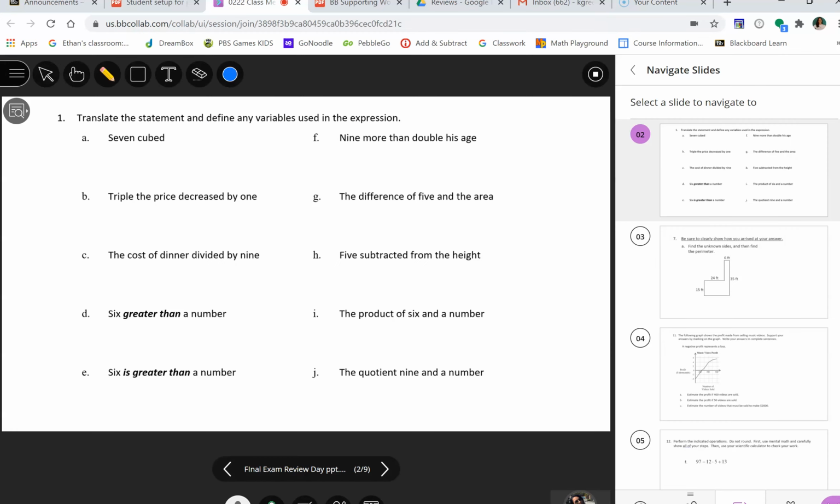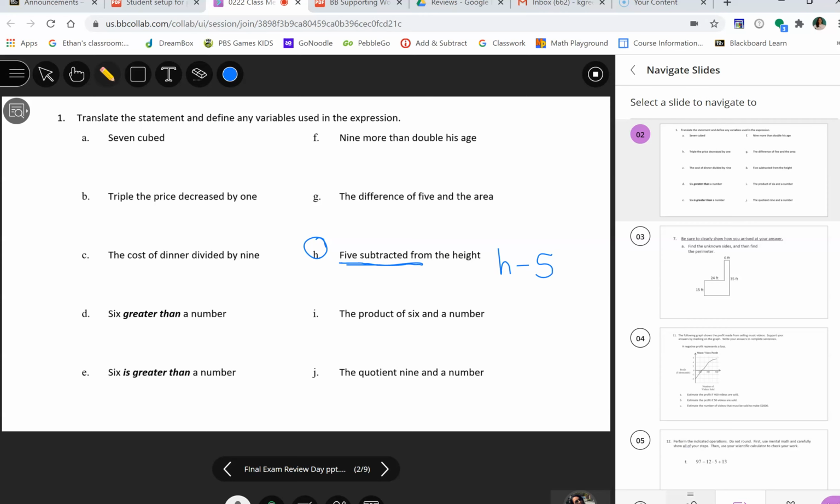Okay, so let's talk about H and I real quick. So H, 5 subtracted from the height. And we don't know what the height is. So you use some kind of variable like an x or an h. I'd probably use an h because it's descriptive of height. And you're going to do 5 subtracted from it. So that means the 5 is going to come at the end.